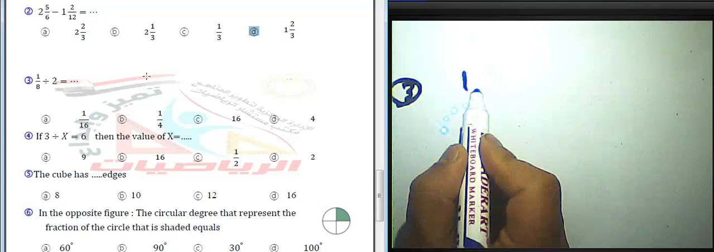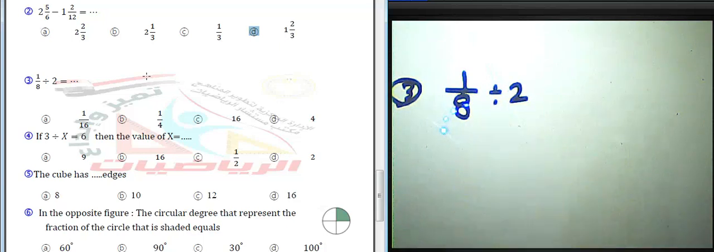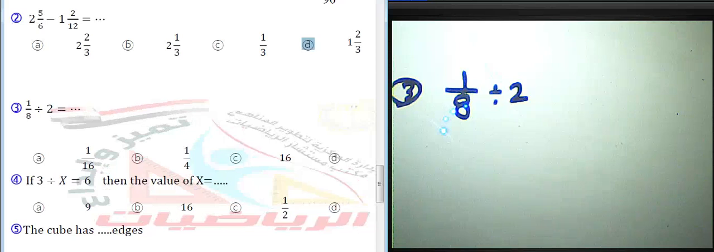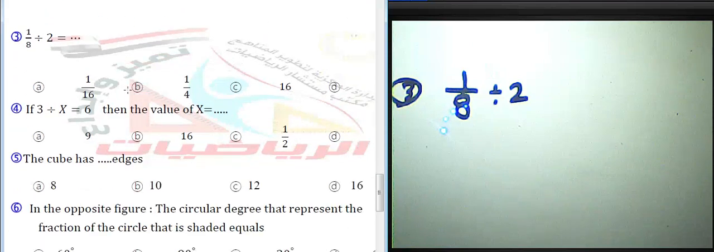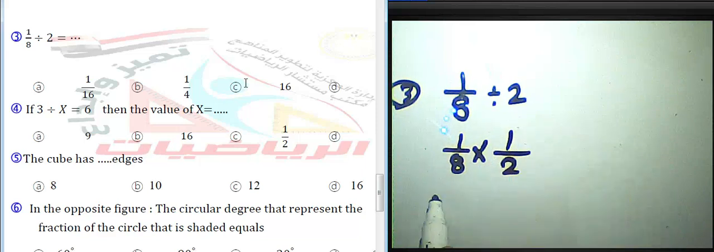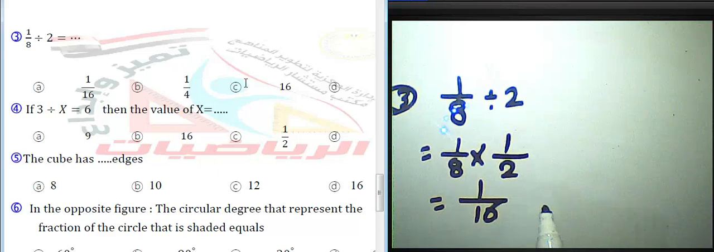Number 3. 1 over 8 divided by 2. We must convert from division to multiplication. Okay, is it clear, my students? Question number 3: write 1 over 8 multiplied by 1 over 2. Convert 2 to 1 over 2, and then you can find the result by multiplying numerator by numerator and denominator by denominator. 1 times 1 equals 1, and 2 times 8 equals 16. The result will be 1 over 16.